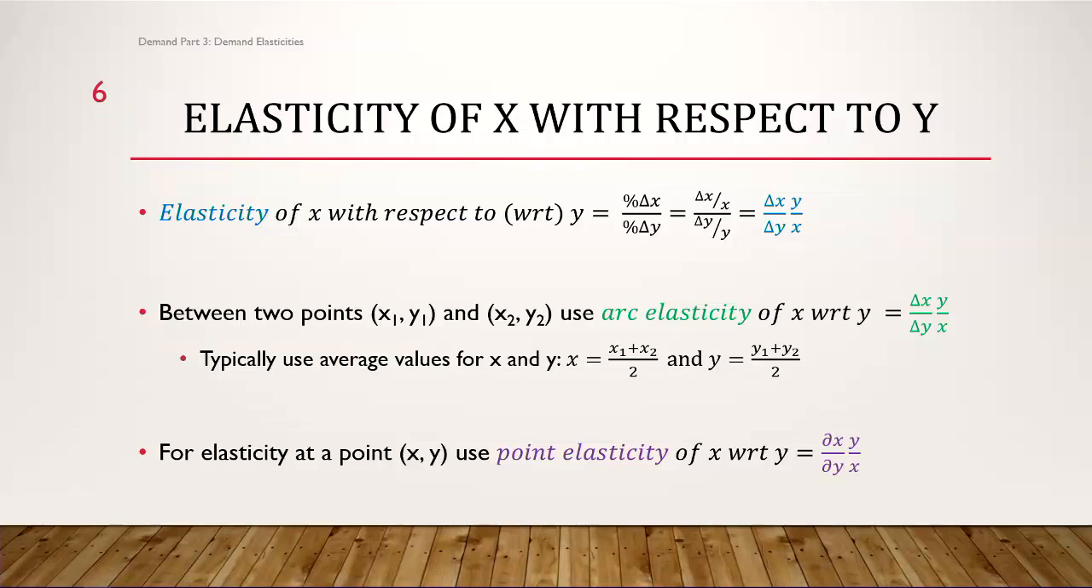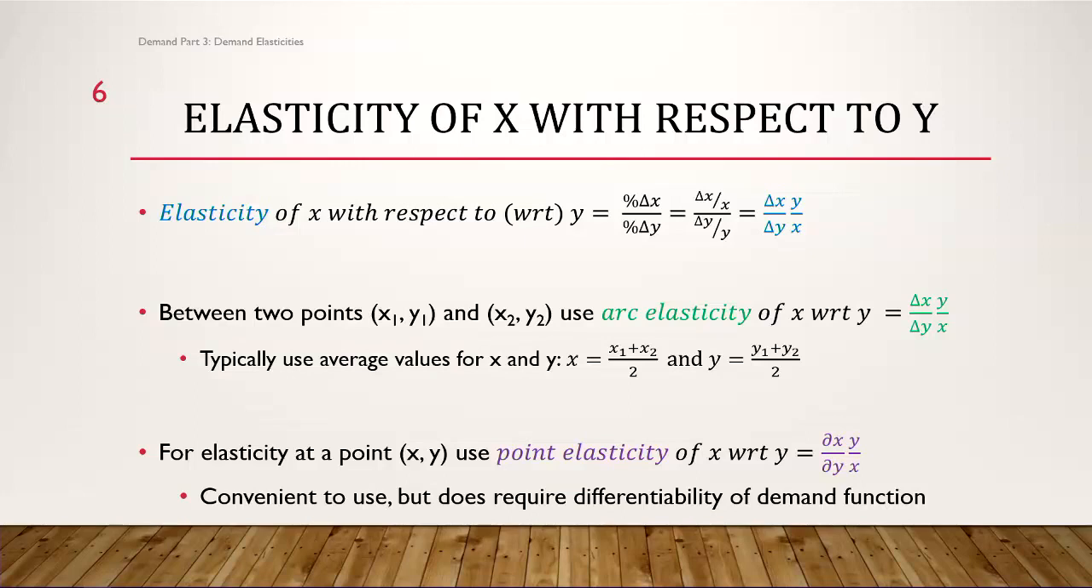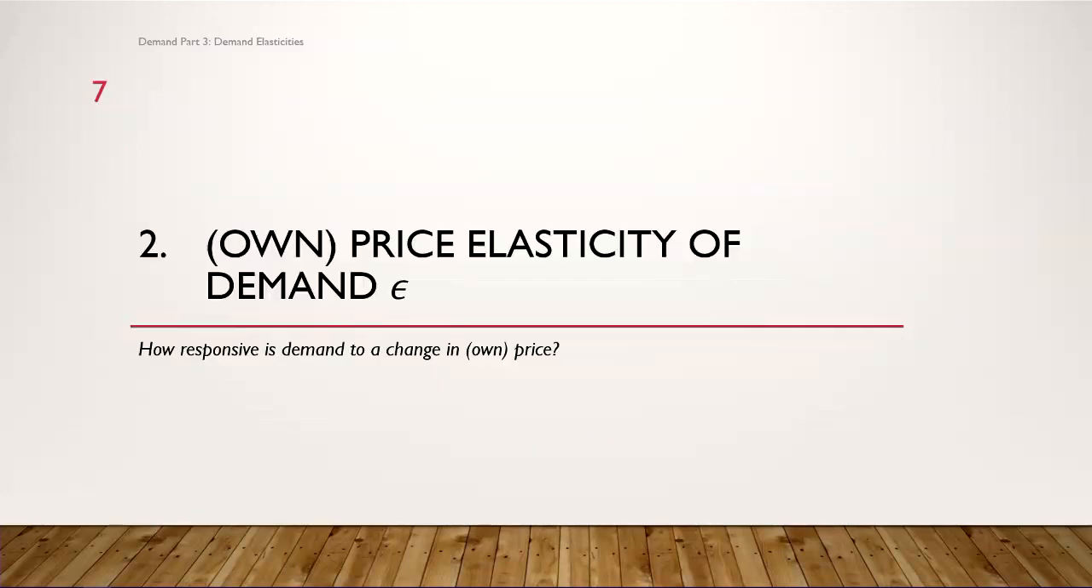So in other words, we're taking the slope of the tangent line. Remember, the slope of the tangent line is the definition of the derivative. So the definition of point elasticity is the slope times y over x, but the slope is the derivative, so it's just the derivative of x with respect to y times y over x. Okay? So this one's much more convenient to work with if you have differentiable functions, but of course it does require differentiability, which generally we'll assume, although not always. Okay. All right, so let's see how this works.